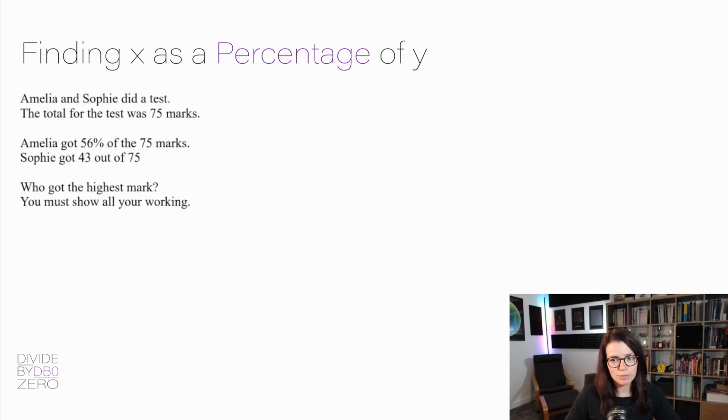Let's have a look at this example. So Amelia and Sophie did a test. The total for the test was 75 marks. Amelia got 56% of the 75 marks. Sophie got 43 out of 75. Who got the highest mark? You must show all your working.